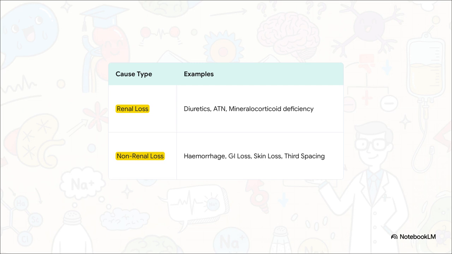The second bucket is non-renal loss. This is everything else, things like bleeding or GI losses, and there's a cool clinical pearl here. Vomiting tends to lose more chloride, which leads to an alkalosis, whereas diarrhea loses bicarbonate, leading to an acidosis. You can also lose volume through your skin if you have a fever, or through something called third spacing in states like sepsis or bad burns, where fluid literally leaks out of your blood vessels into your tissues.